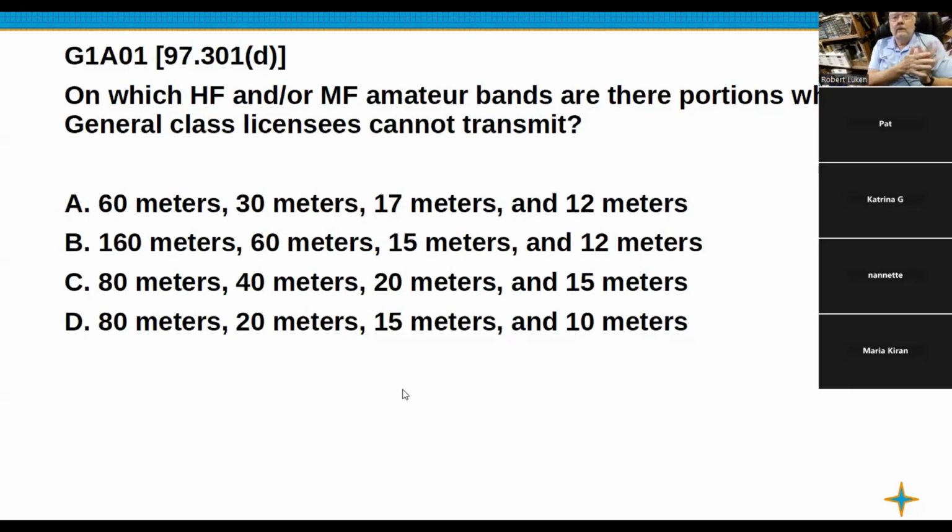Okay, we're ready for questions. See how much of this you remember. On which HF or MF band, which would be 160, are there portions where general class licensees cannot transmit? In other words, are there subbands that are restricted to somebody besides a general? Any volunteers?